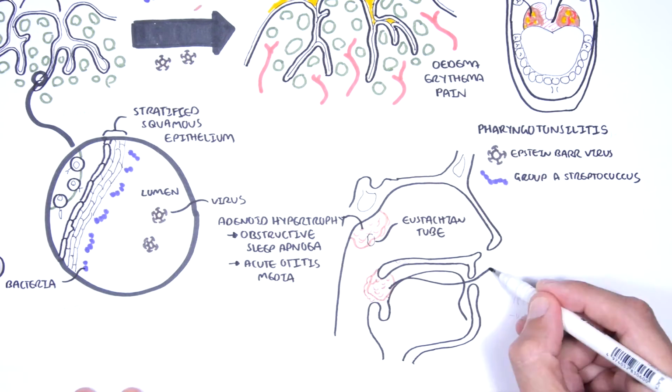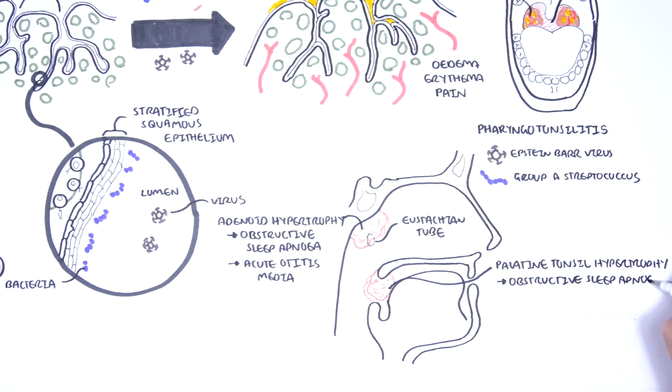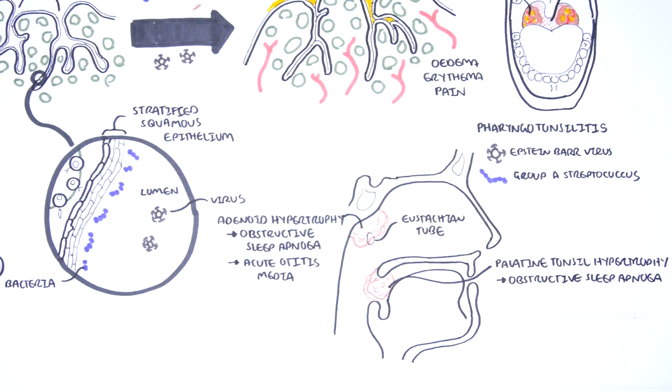Palatine tonsil hypertrophy can also result in obstructive sleep apnea. Enlargement of these lymphatic tissues can result in mechanical narrowing obstruction of the upper airway. So when a child sleeps, the soft tissue of the pharynx usually relaxes and can further occlude the already narrowed airway.